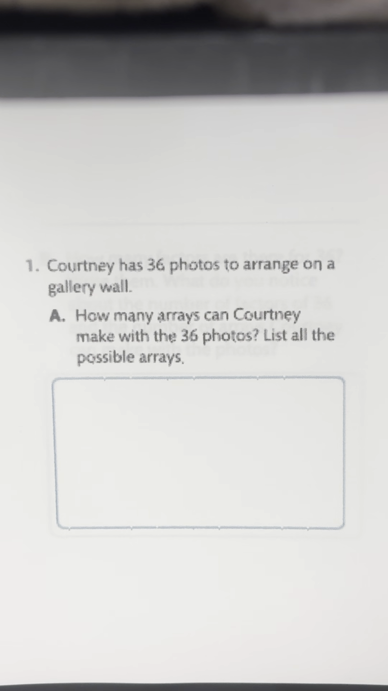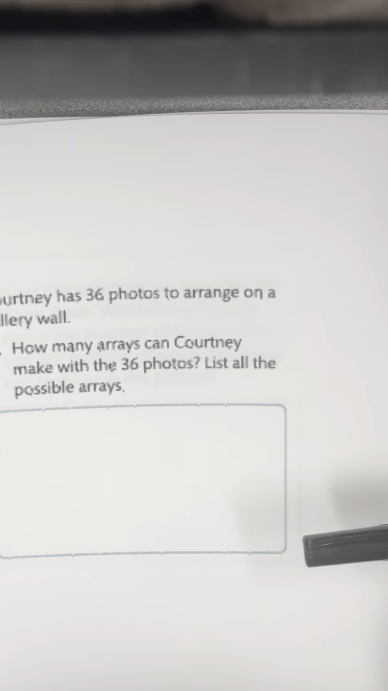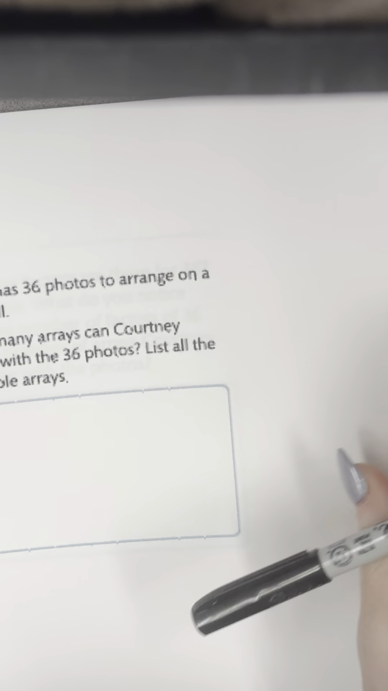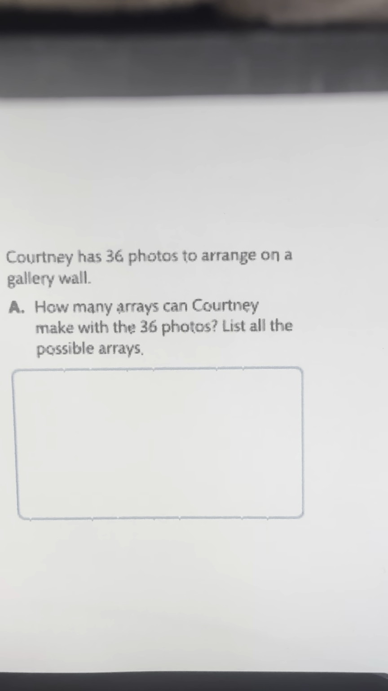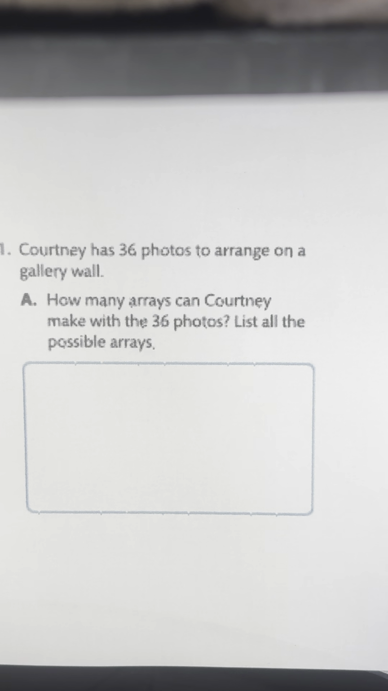Hi everyone, today we're going to go over Topic 7 Math Museum, which is all about factors and multiples. Remember, a factor is any number that you multiply to get a product, and a multiple is just skip counting. So think about multiples of 2. You could have 2, 4, 6, 8, 10. Multiples of 3: 3, 6, 9, 12, 15. So anytime you see the word multiple, just think skip count.